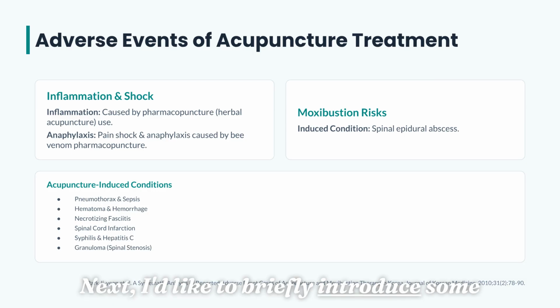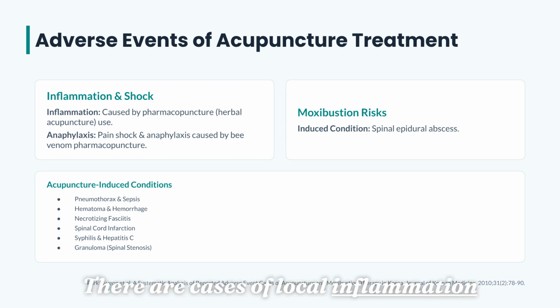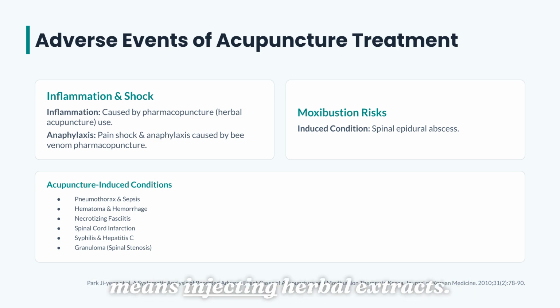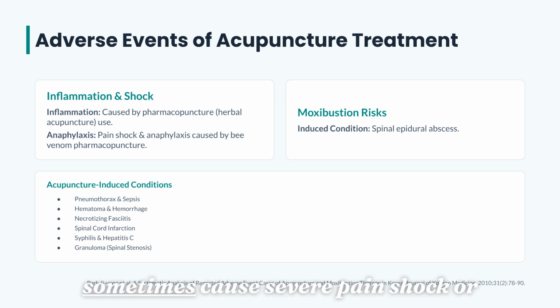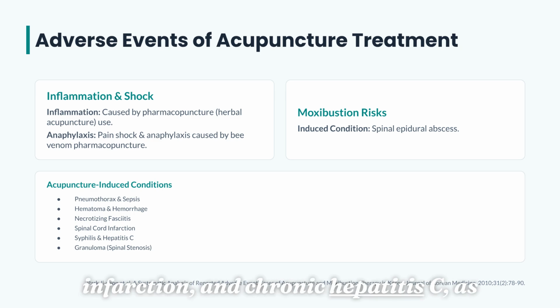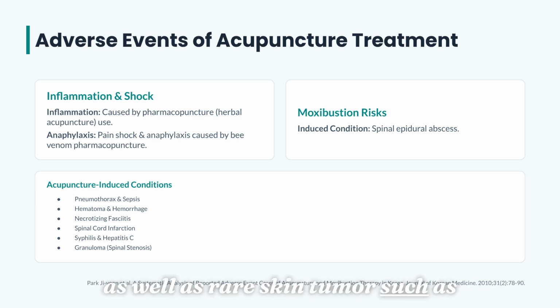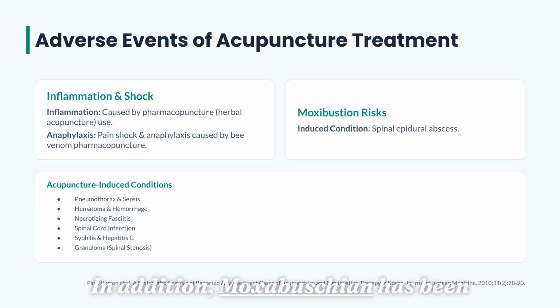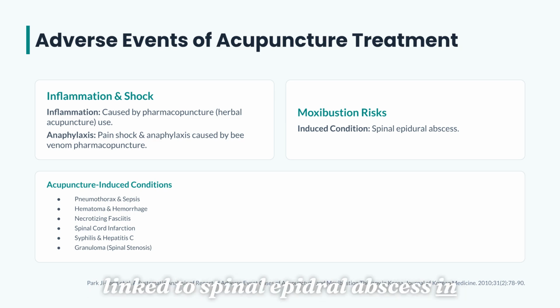Next, I'd like to briefly introduce some adverse events that have been reported with acupuncture treatment. There are cases of local inflammation caused by pharmacopuncture, which means injecting herbal extracts. Bee venom pharmacopuncture can sometimes cause severe pain shock or even anaphylaxis in sensitive patients. More serious acupuncture-induced conditions have also been reported, including pneumothorax, sepsis, granuloma causing spinal stenosis, hemorrhage in the cisterna magna, necrotizing fasciitis, spinal cord infarction, and chronic hepatitis C, as well as rare skin tumors such as giant dermatofibroma. In addition, moxibustion has been linked to spinal epidural abscess in some case reports.